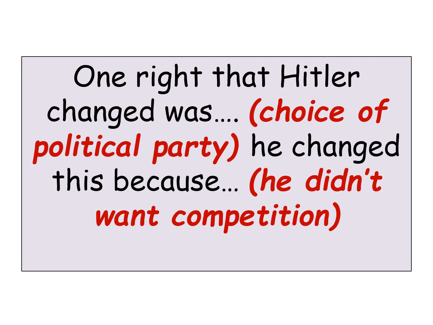So one right that Hitler changed or took away was choice of political party, or being able to join political parties. He changed this because he didn't want competition against the Nazi Party. So pick 4, write it out, pause the video here and then come back at roughly 11 minutes and 15 seconds for the next task.